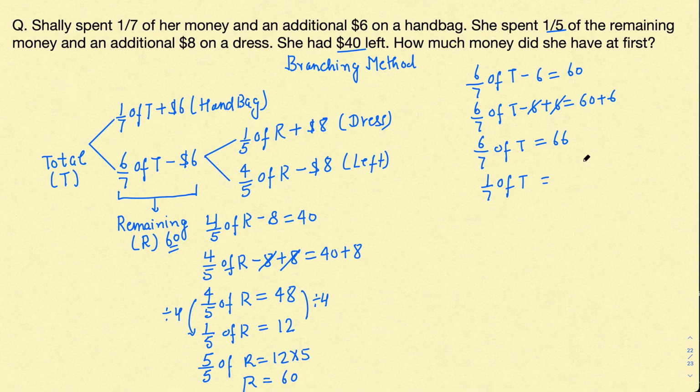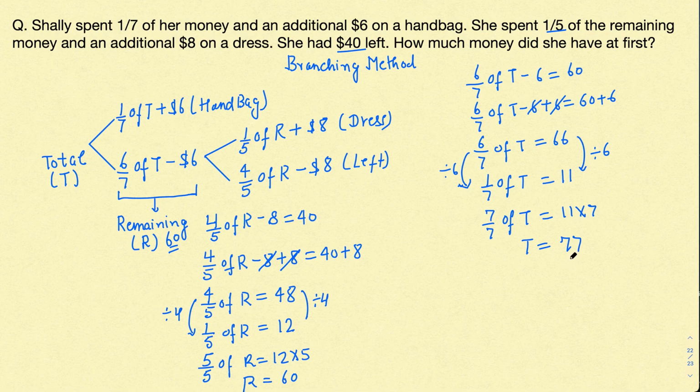So how do we get this? Just divide both the sides by 6. If you divide this side by 6, then we have to divide the right hand side also by 6. Here you will get 1 by 7 of total, and on the right hand side 66 divided by 6 will give you 11. Now 1 by 7 of total is 11. So how much will the total be? 7 by 7 of total will be 11 times 7. Just multiply both the sides by 7. That means total is equal to 77.